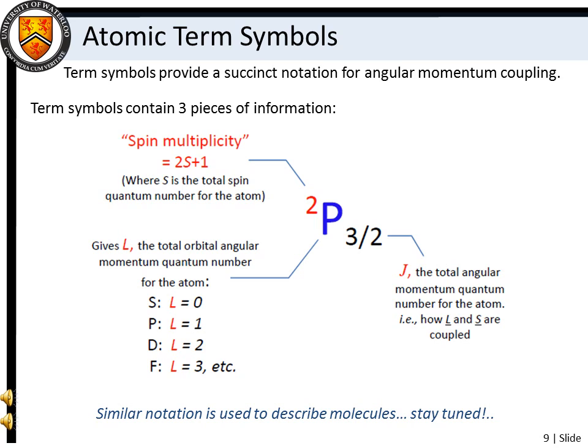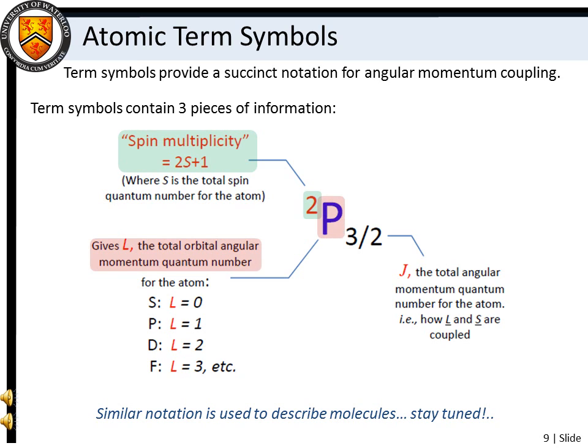At this point, it is becoming apparent that we have to account for several quantum numbers in our quantum state description. Atomic term symbols provide a succinct notation for describing the coupling between the various angular momenta in atoms. Term symbols contain 3 important pieces of information. The spin multiplicity superscript, which equals 2s plus 1, tells us the total electron spin quantum number for our atom. It also tells us how many spin-orbit components the NL state has split into.